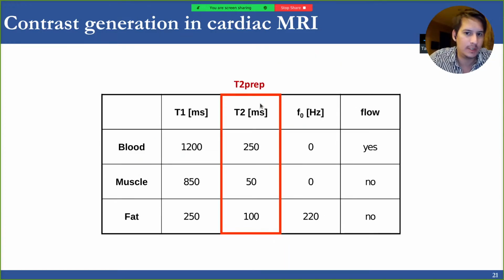Okay, so obviously for T2 preparation, you need to know the T2 of the tissues. We will use this in the activity. For the cardiac muscle, you have a T2 of 50, for fat 100, and for blood 250. And you also have the frequency shift of each one in a 1.5 Tesla scanner. The frequency shift of fat is 220 hertz.